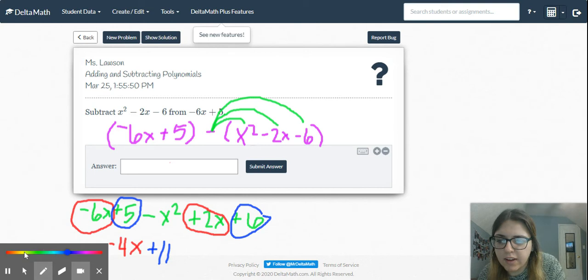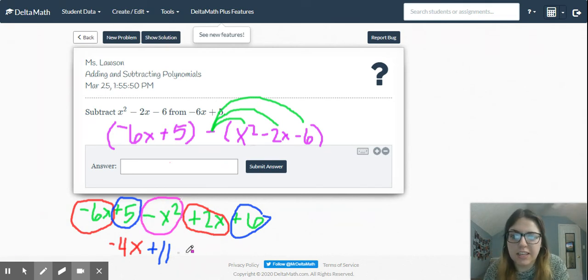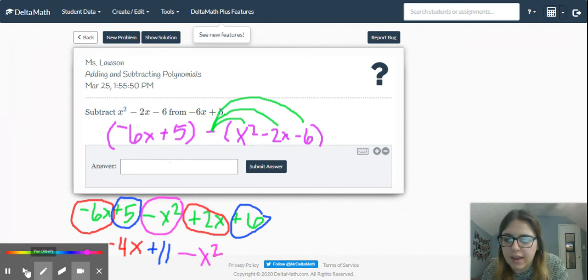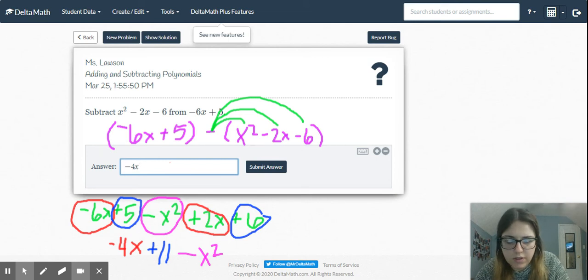And then I've got this little negative x squared. Don't forget the negative. It doesn't go with anything else, so it just is negative x squared. And I will type this in as my final answer.